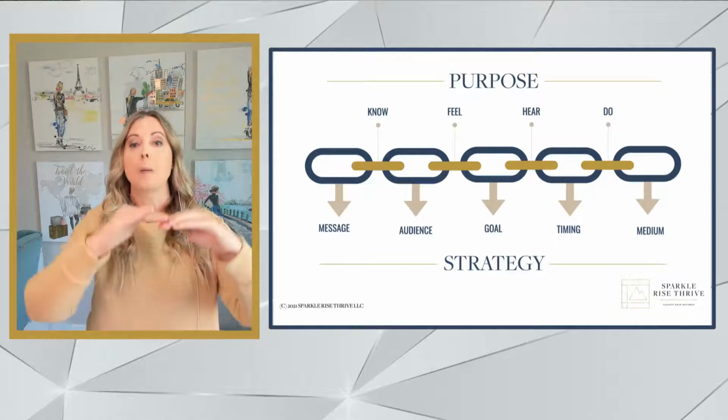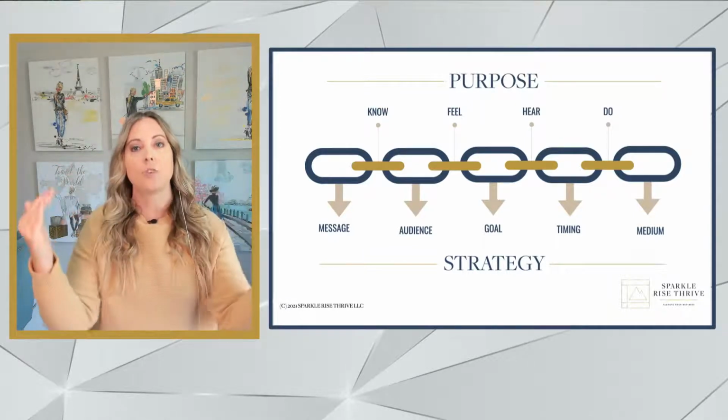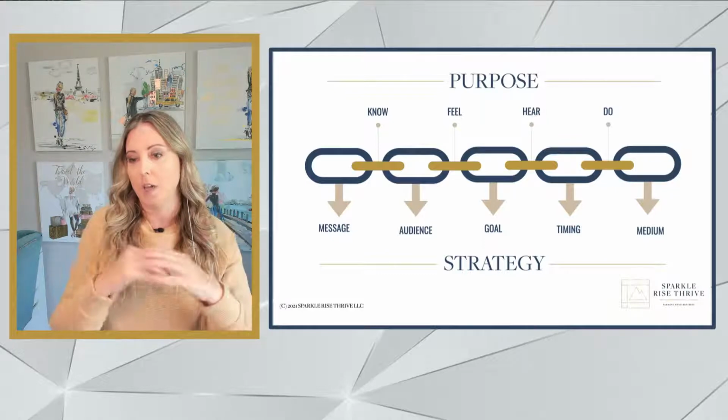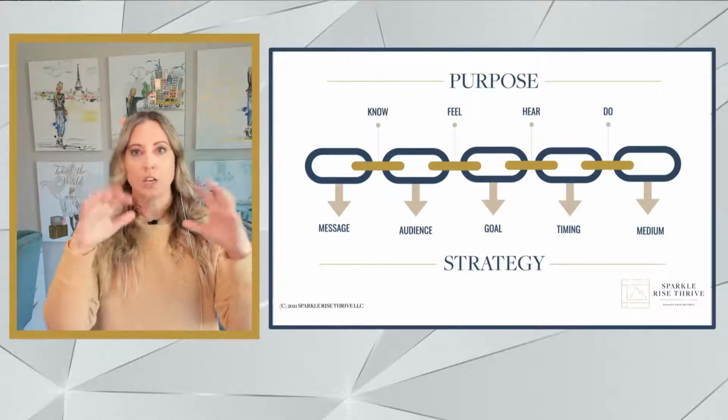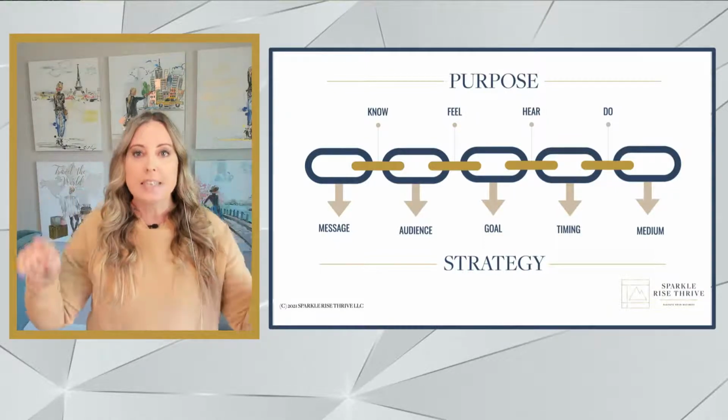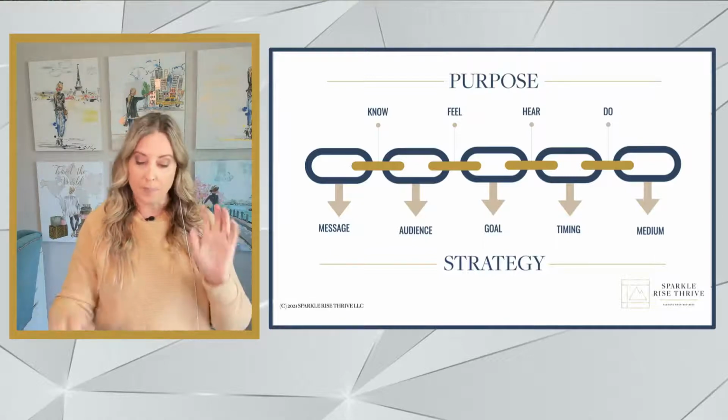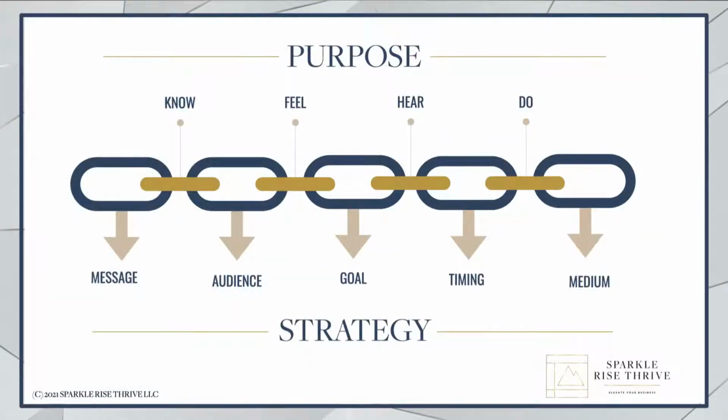Okay, so now that we have our purpose defined, and again, this is the overarching, what do you actually want them to do, then looking down at the bottom of this model is the strategy. And there are 5 things in this strategy.